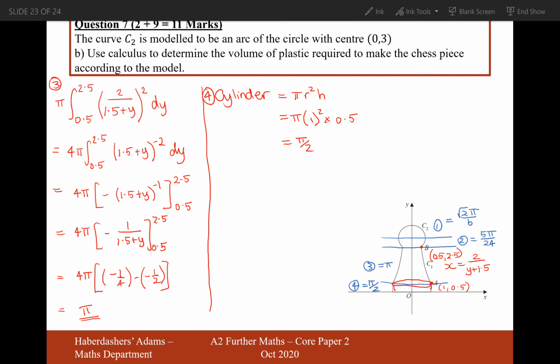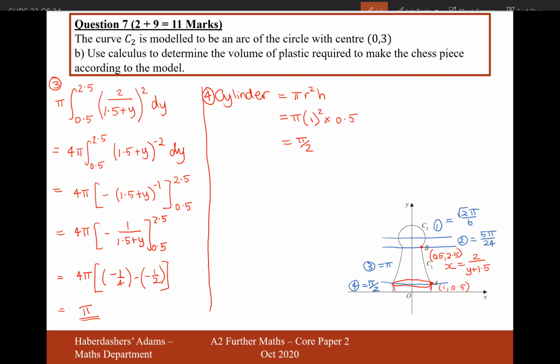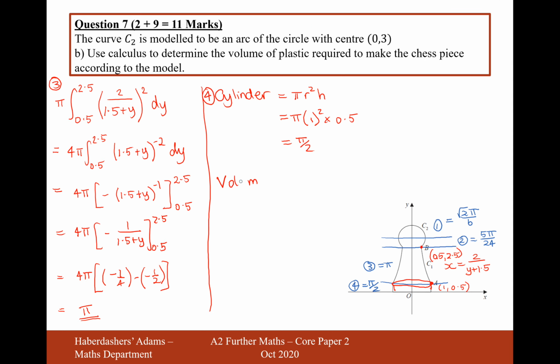So therefore, the total volume of this chess piece, determined by calculus, the volume of the plastic. Yep, okay, so that's the answer. So it's going to be root 2 pi over 6 plus 5 pi by 24 plus just a bog standard pi plus a pi by 2. And if we simplify the last 3 things, we can group all of those bits together. So just type that into the calculator and you're going to get 41 pi over 24.